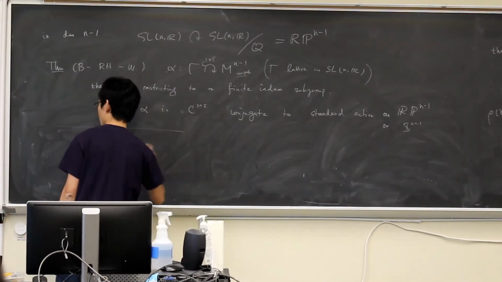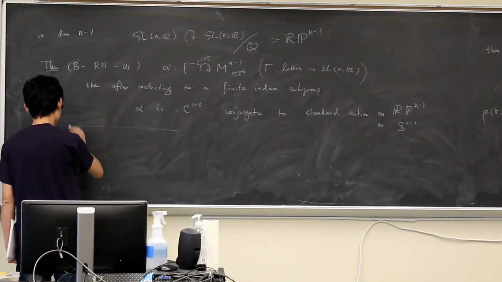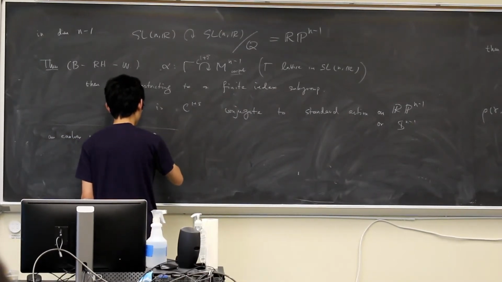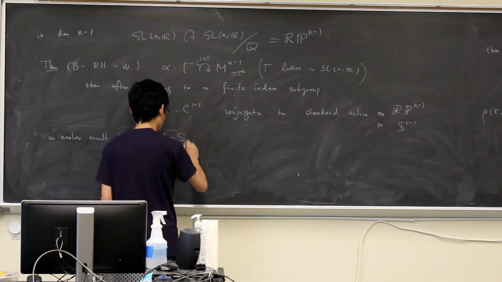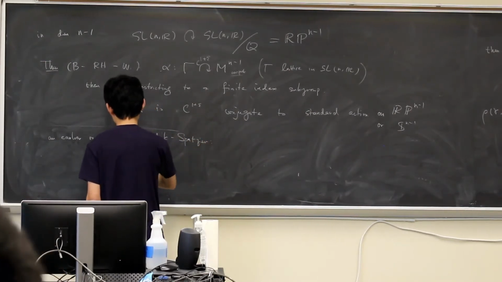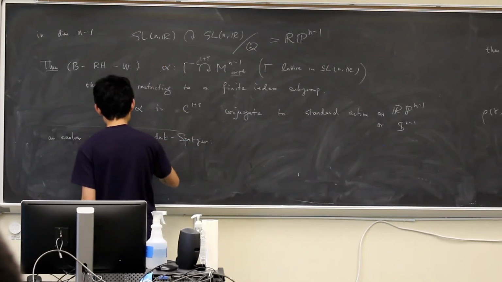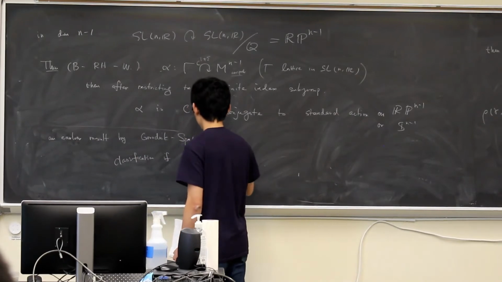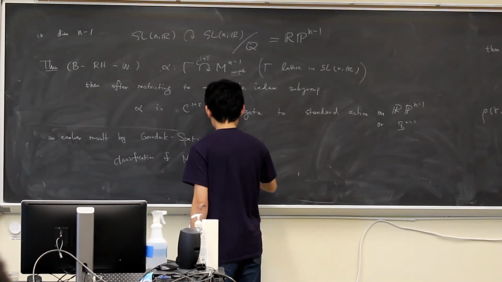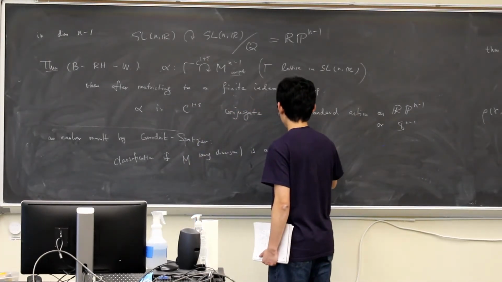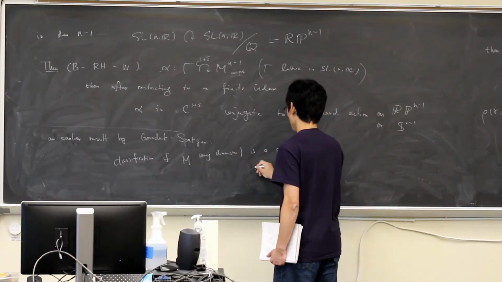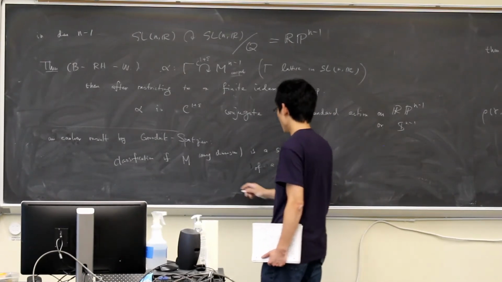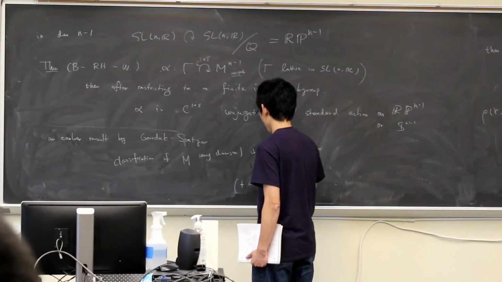I should have mentioned an early result. Let me mention an early result. This is by Gordon and Spatzier. It's of similar flavor, but the condition is not on the dimension. Classification: if M, of any dimension, is a smooth factor of a flag variety, then plus some contracting conditions.